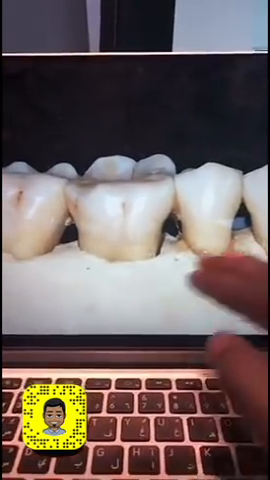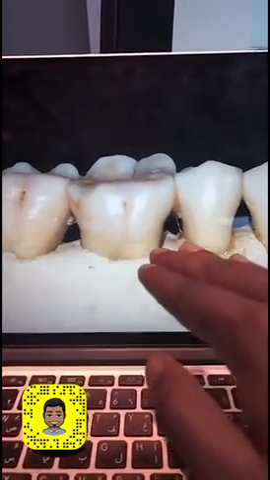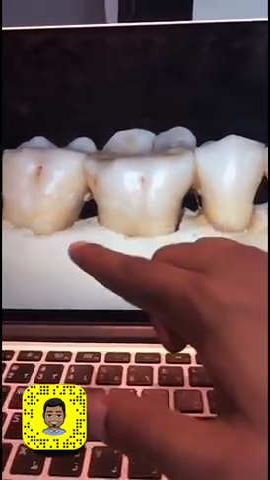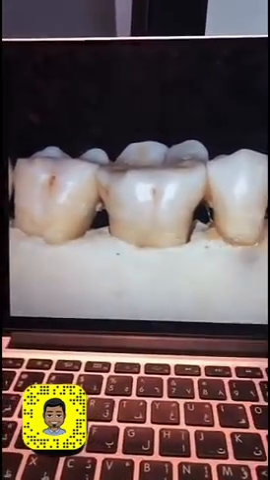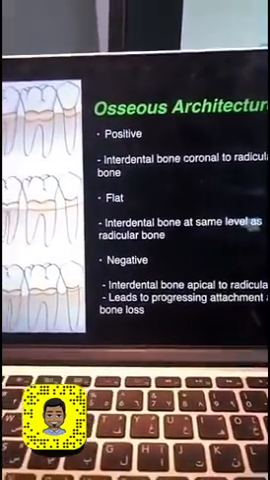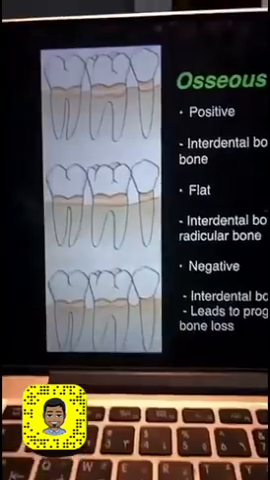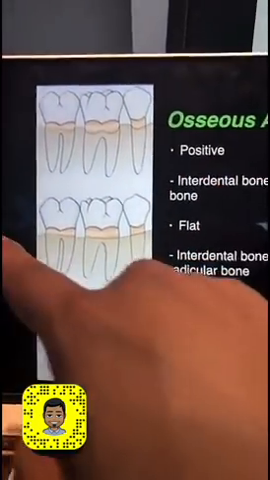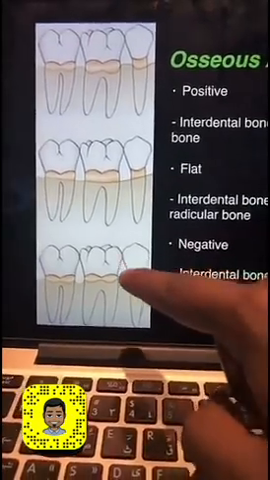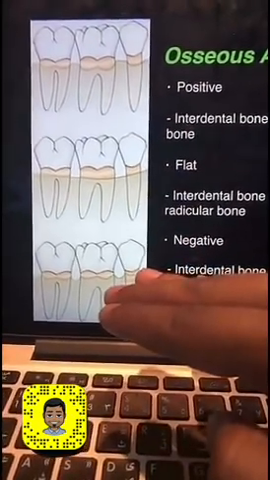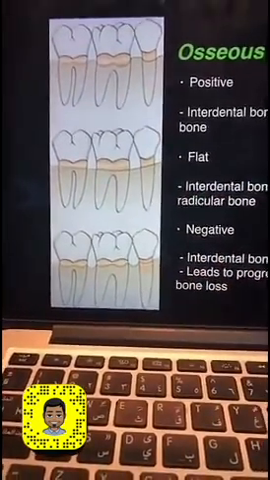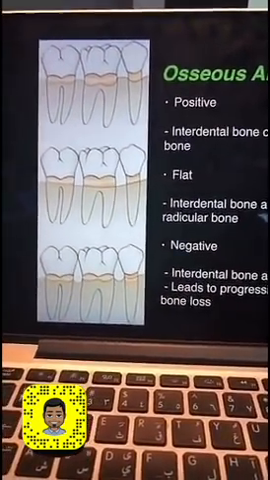In the posterior areas, the bone becomes a little bit flatter, okay? And if you notice here, you never want to expose the furcation areas. So you always have to evaluate that when you're doing crown lengthening, okay? So these are the basic osseous architecture terminologies. You have a positive architecture, you have a flat architecture, and you have a negative architecture. You don't want to have a negative architecture, okay? Because you want to maintain the interproximal tissue at their respective levels.